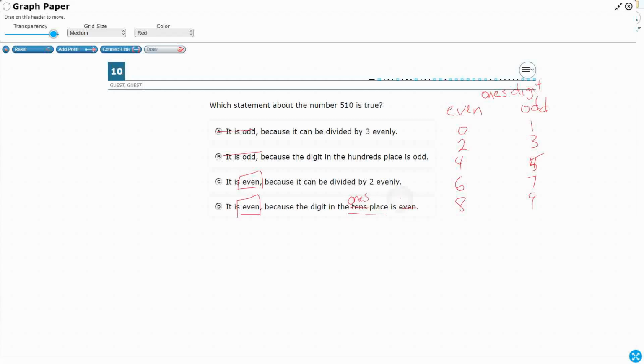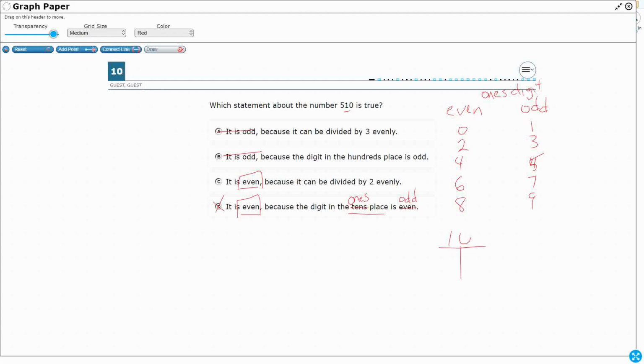Secondly, it's not even. The tens place is a 1, and that's odd. So this is wrong both different ways. Even though we teach them the shortcut, guys, just look at the ones place. If it's 0, 2, 4, 6, or 8, it's even. What that means is you can split it evenly.